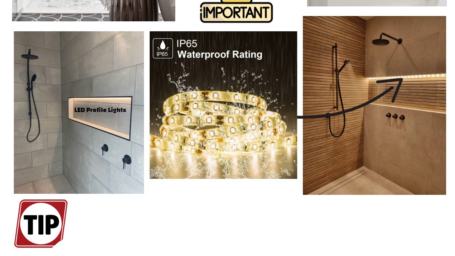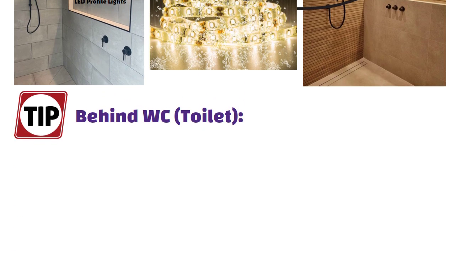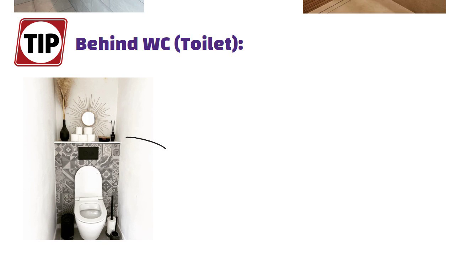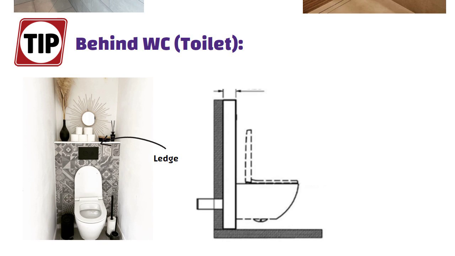Tip for behind the WC, that is toilet. You can also add a niche or a ledge behind the WC. Make sure it is at least 6 inches deep so it is actually usable.